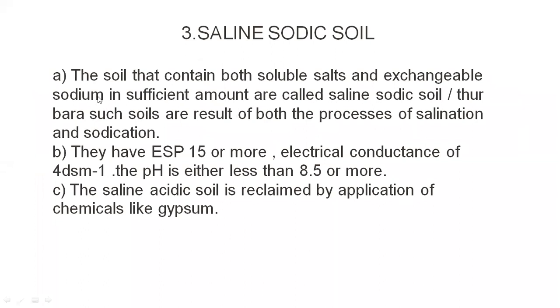Saline sodic soil is soil that contains both soluble salts and exchangeable sodium in sufficient amount. It is known as saline sodic soil or Bara. Such a type of soil is the result of both the processes of salinization and sodication. ESP in this case should be 15 or more.